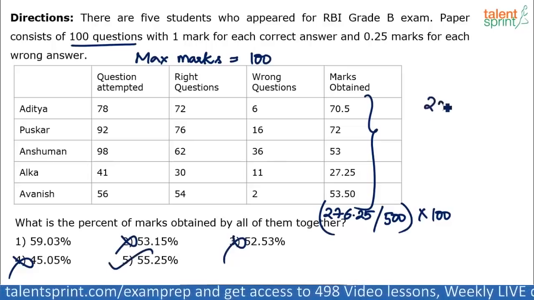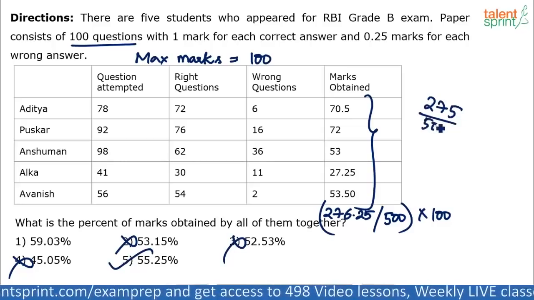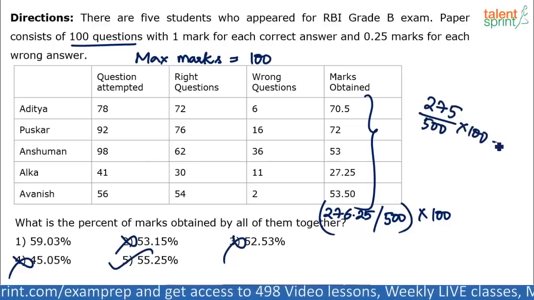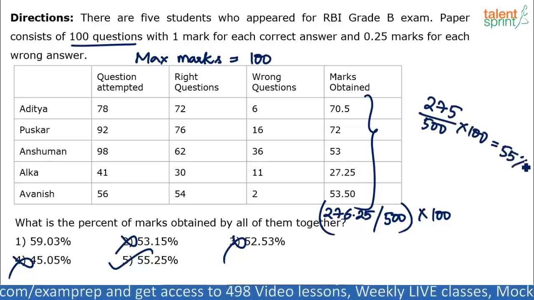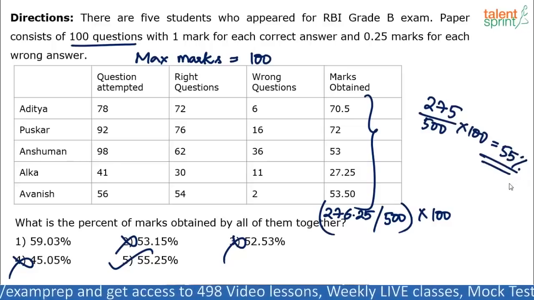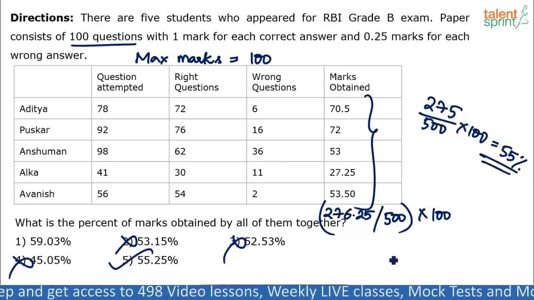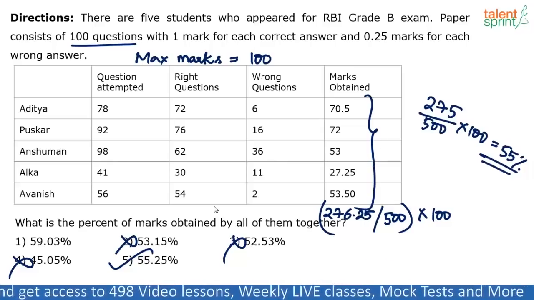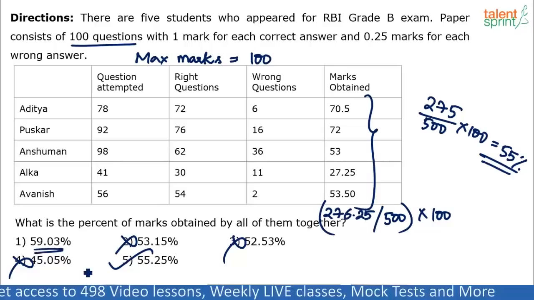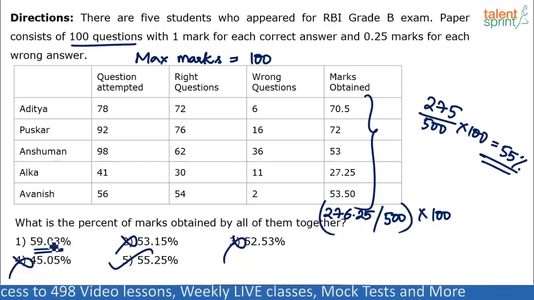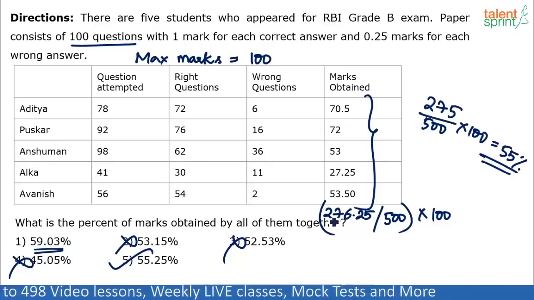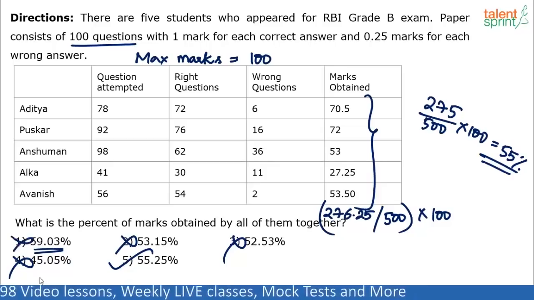So you're getting it. 275 by 500 is 55 percentage. This is 276.25, a little more than 275, which means a little more than 55 percentage. It cannot go up to 59. Yes or no? 59 percentage would mean 295. But do we have 295 here? No. So option 1 also gets eliminated. So final answer should be option 5, 55.25.